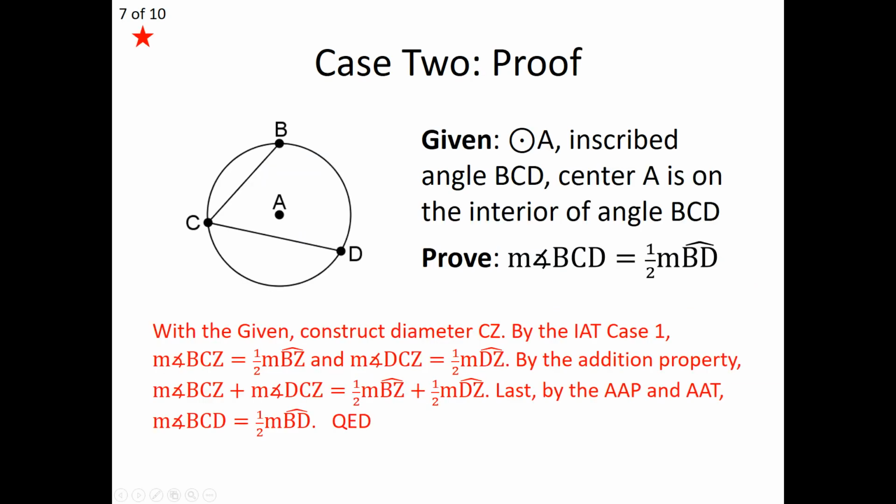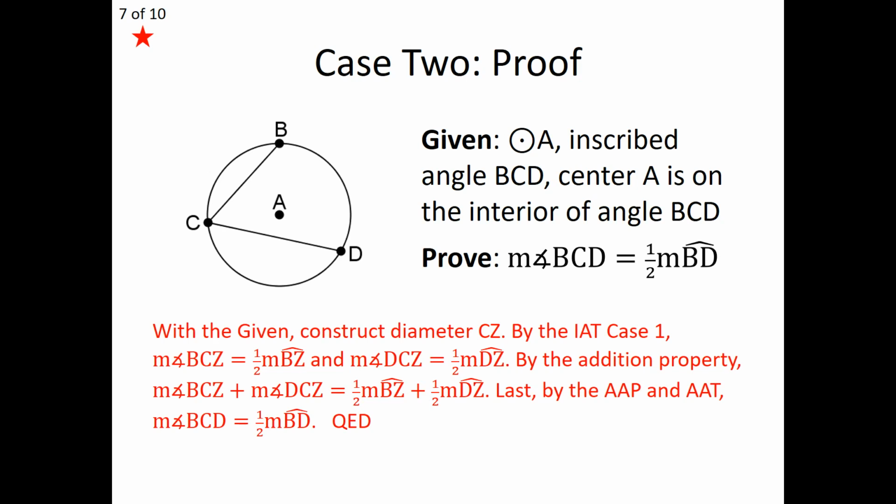The proof of case 2 is not as bad, and here's why. We can tap into the first proof, the inscribed angle theorem case 1, because that's a distinct case. We can use that here for case 2. So again, we have our circle A with the inscribed angle BCD, where center A is on the interior of our angle BCD. Let's prove the measure of angle BCD is again half the measure of the arc it cuts.